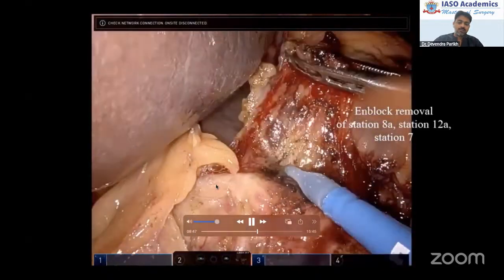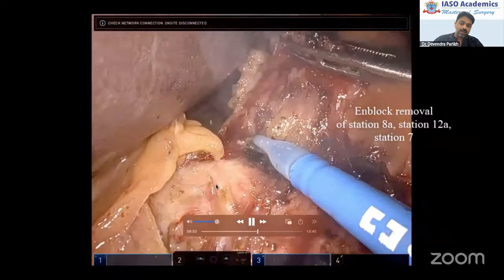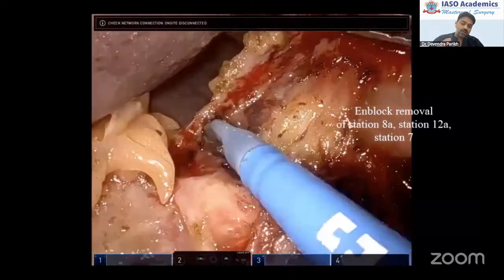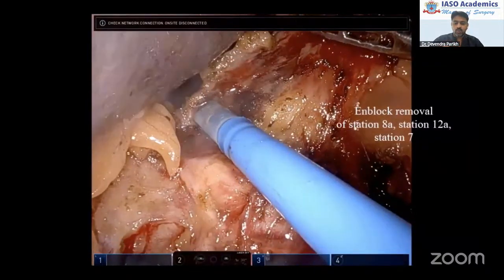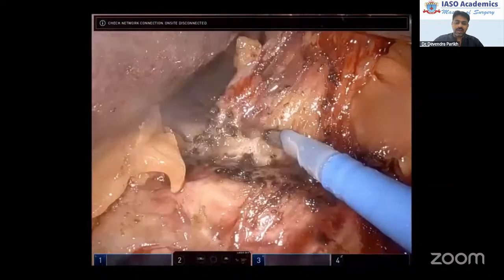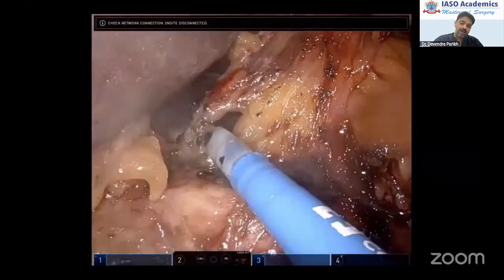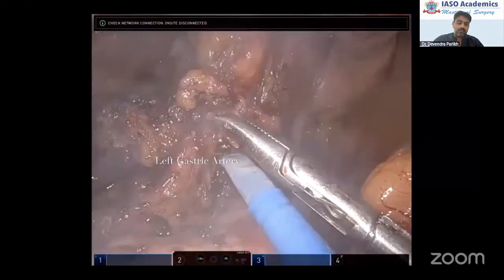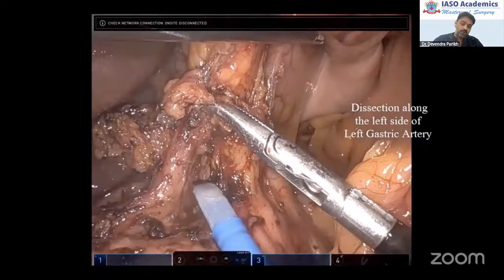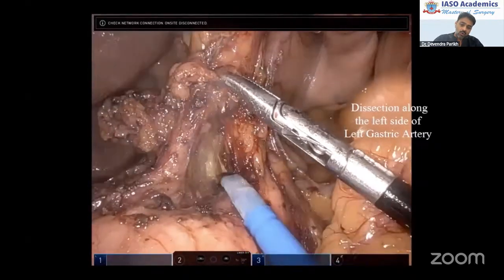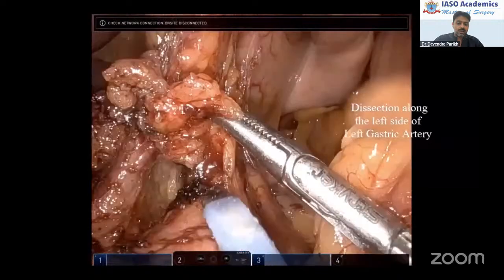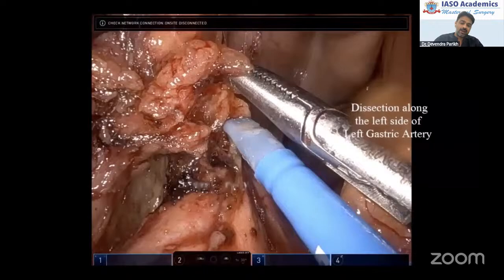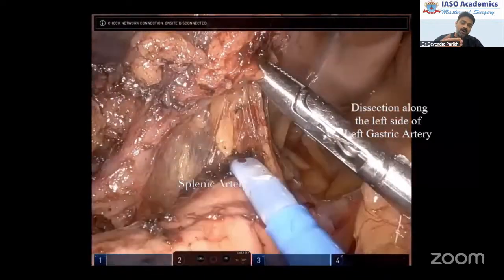Once the common hepatic artery has been visualized, we can try separating it from station 12. My preference is to take station 12 separately and not with station 8, as they are in continuity. But if you try and take everything en masse, that station 12 may get a break in between. So I prefer to separate station 8, then go towards the left gastric, define the left gastric, delineate it completely, go towards the splenic artery, again delineate everything, and take every fibrofatty tissue with the specimen.